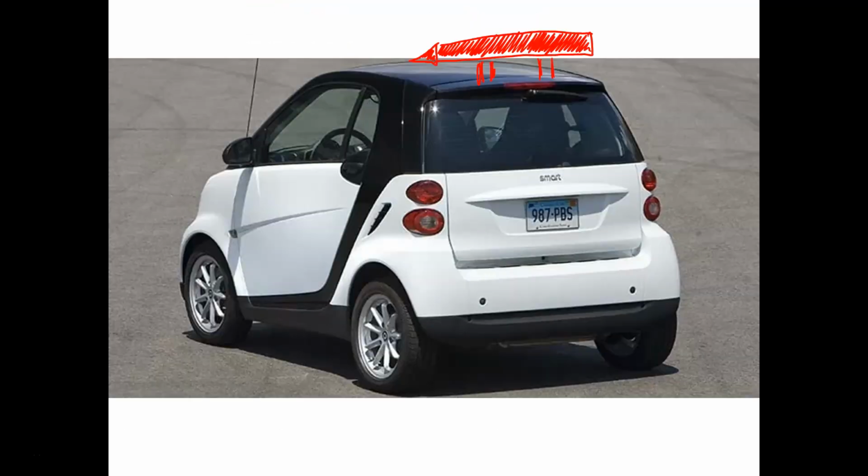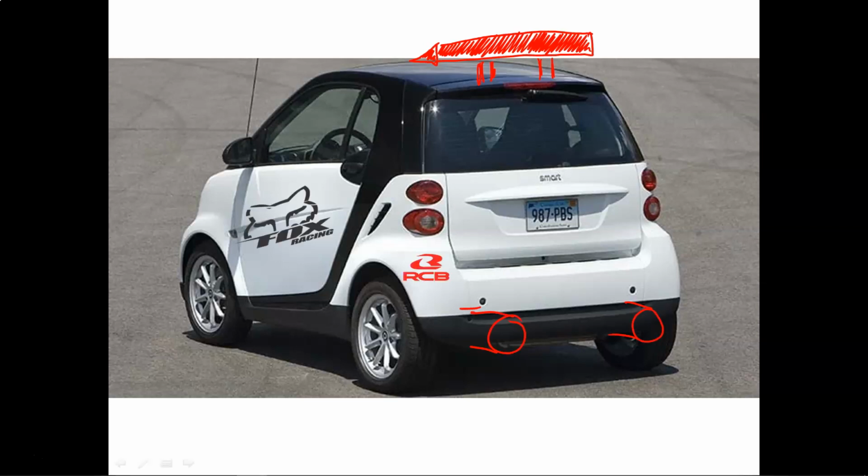I mean, if I put a spoiler on my smart car and then enlarge the muffler exhaust so it's super loud and noisy, then stick on some racing badges, is my smart car a racing car now?